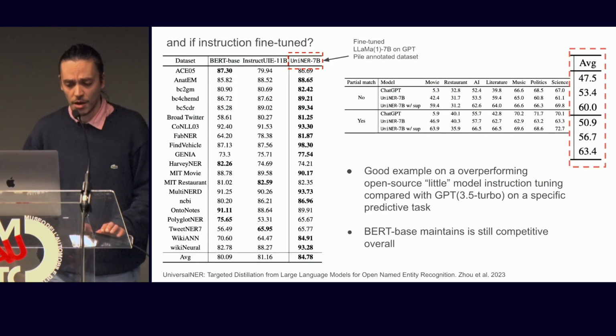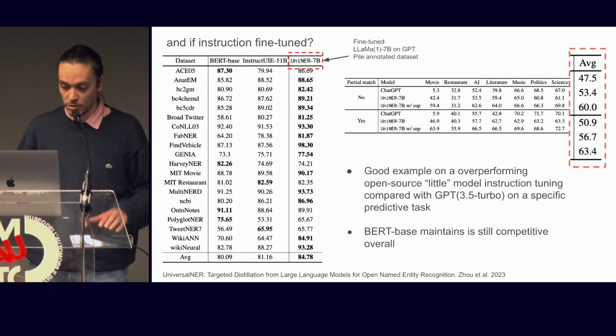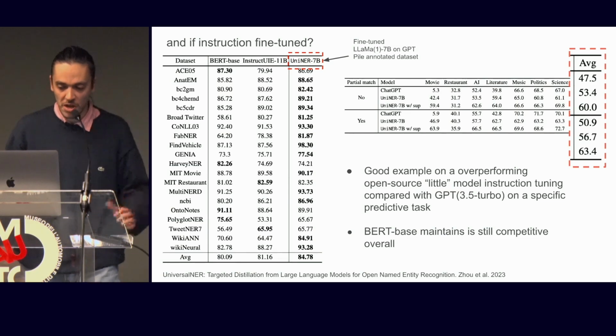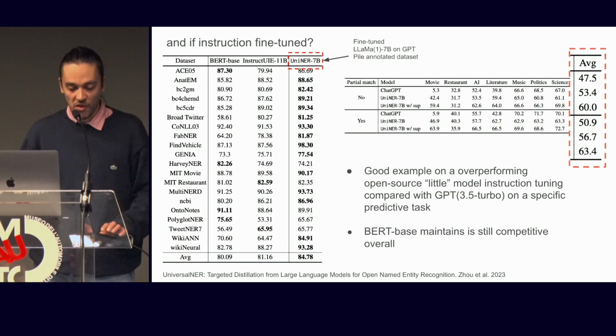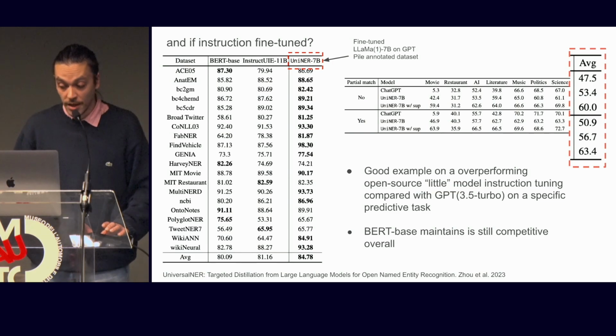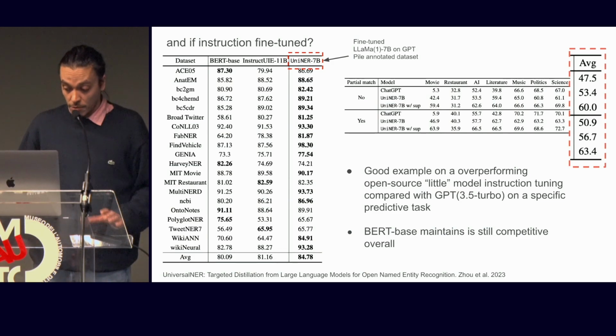So, if we try to make some fine-tuning on ChatGPT or on some large language models, we can see, in a very similar kind of task, always a named entity recognition task, UniNER 7 billion, which is just a fine-tuning of a LLaMA model. It is a good example of an overperforming open source little model compared to the ChatGPT one, so GPT-3.5, with instruction tuning on a specific predictive task.